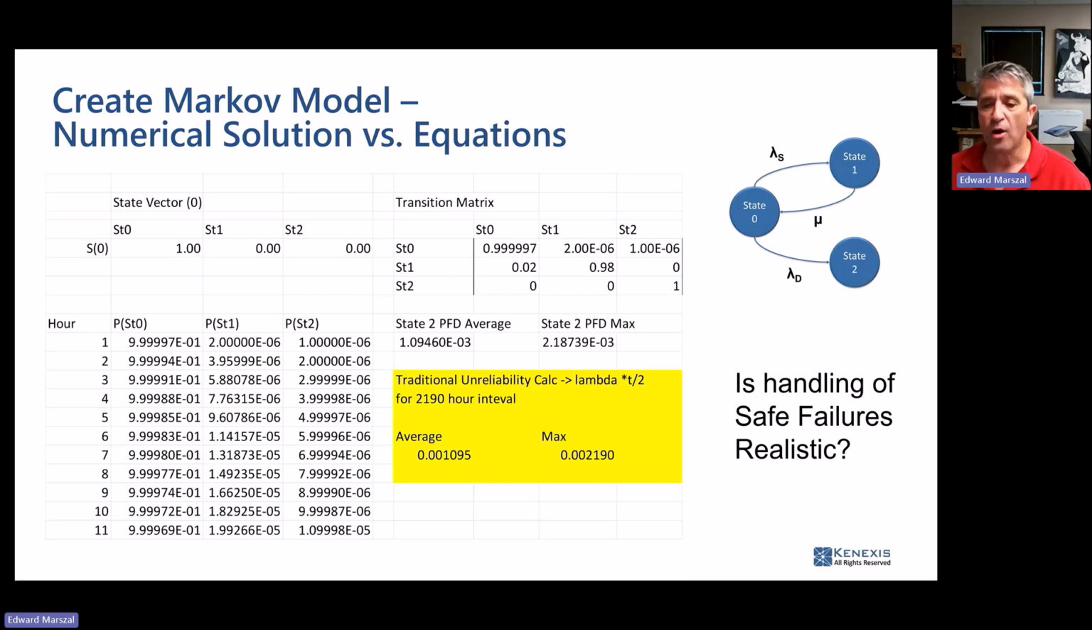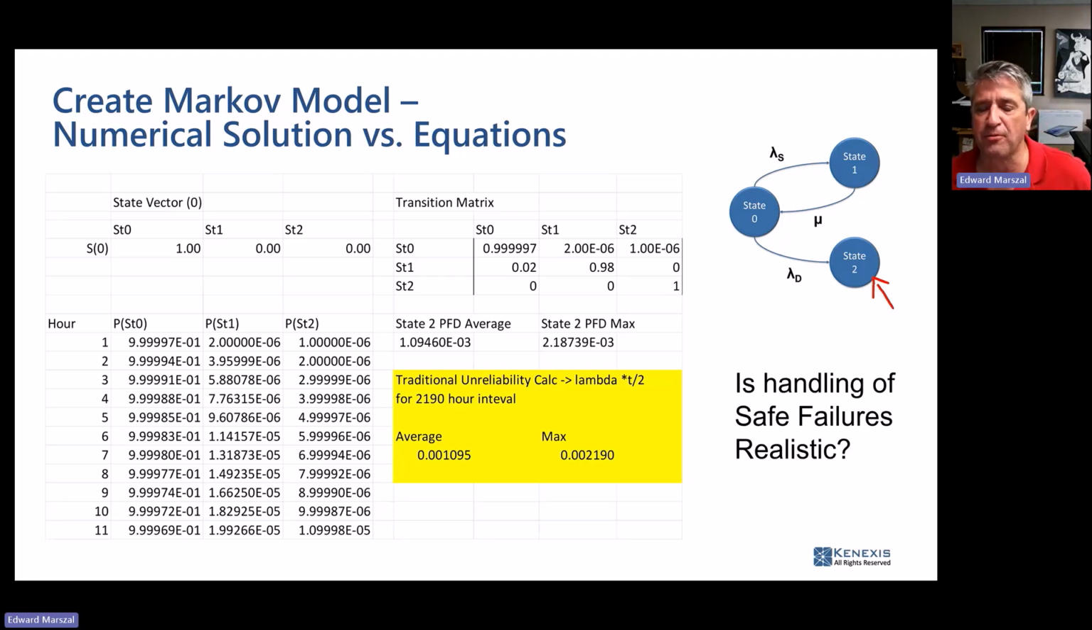So then what I want to do is use this Markov model to calculate the probability that I am in the failed state. So what is the probability that I am in state 2, which is my dangerous undetected? That's what my SIL verification calculations are based on. State 2, bad.